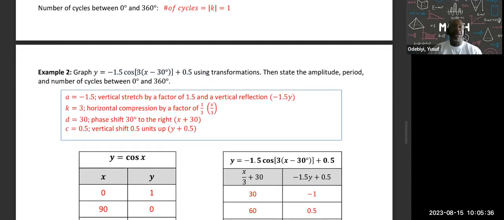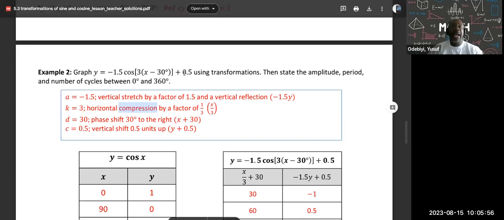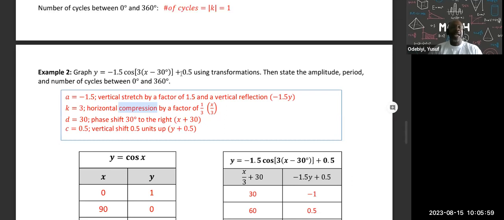So therefore it's a factor of 1 over K, so that means 1 over 3. That means I'm compressing, but it's a fraction now, 1 over 3. So every X value, I'm going to divide by 3. Our phase is 30 degrees, so every X value, I'm going to add 30 degrees. And our Y shifts up: for every Y value, we're going to add 0.5.